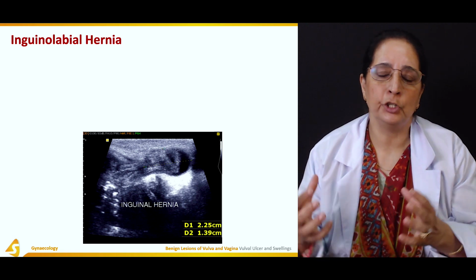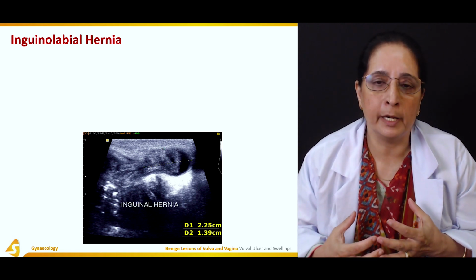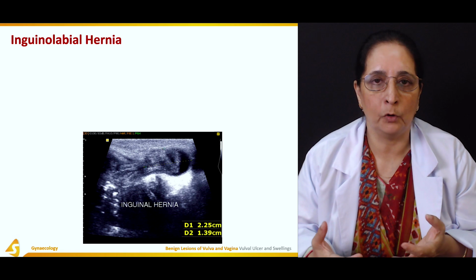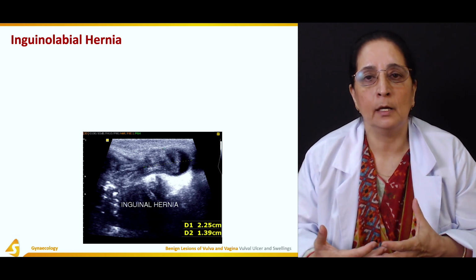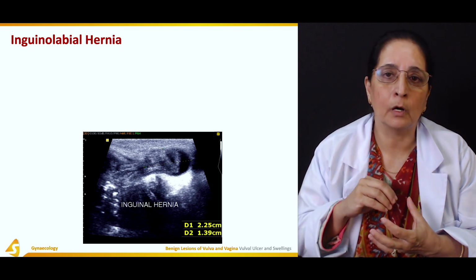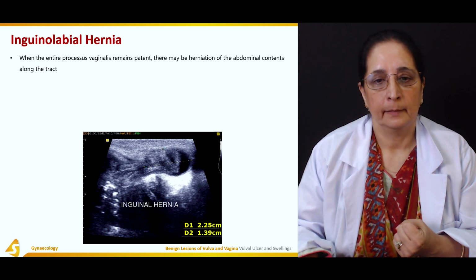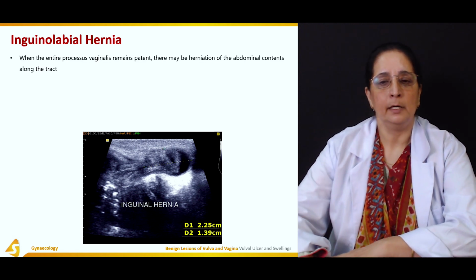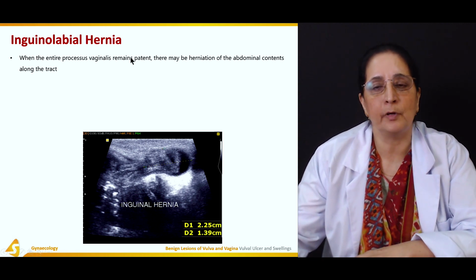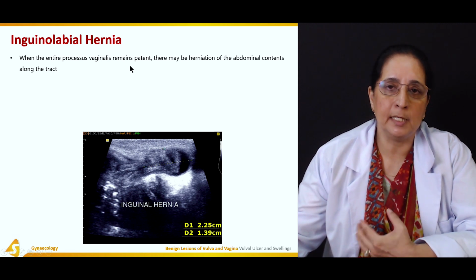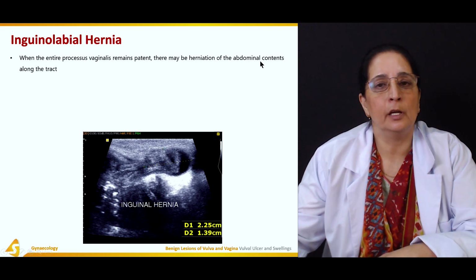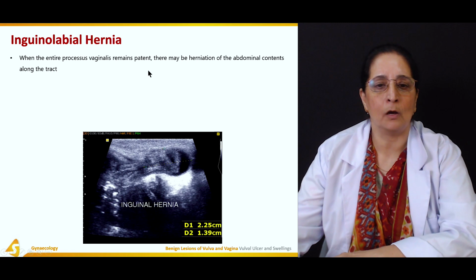Hernia is protrusion of a structure through an opening, and inguinal hernia is common even in newborn babies. They are born with inguinal hernia, and later on surgery is performed to push the protruding structures or organs back. The inguinolabial hernia occurs when the entire processus vaginalis remains patent. It remains open, and it is not closed. There is herniation of abdominal contents along the tract.